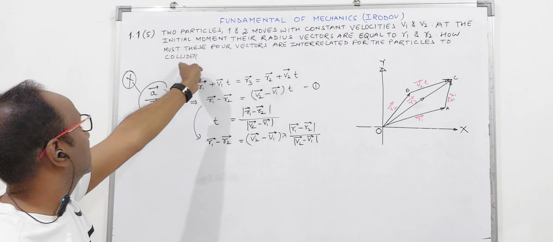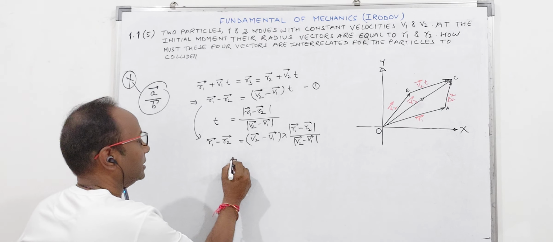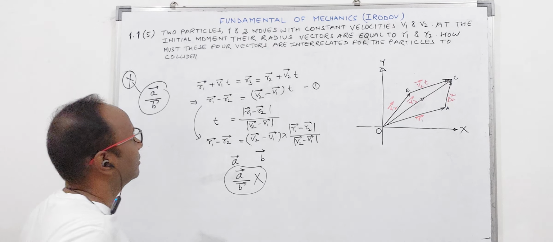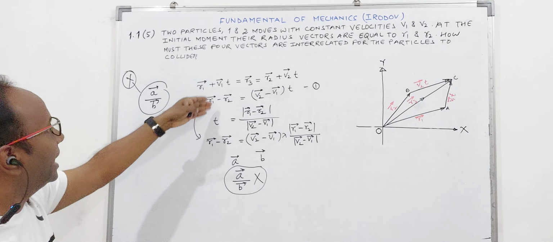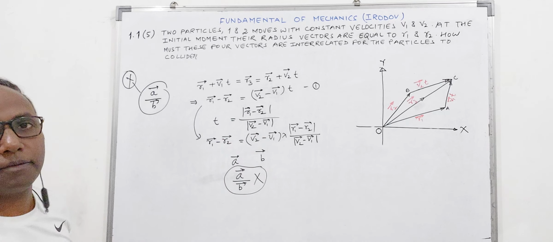Hopefully this is clear. So let me tell you one more time. If A is a vector and B is another vector, writing A divided by B is not correct, because vectors do not have any division law. So this is undefined. That is the reason for finding t, we took the magnitude of both sides and then we got this.